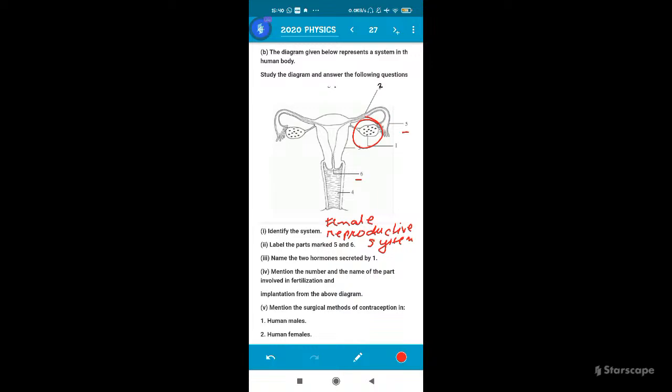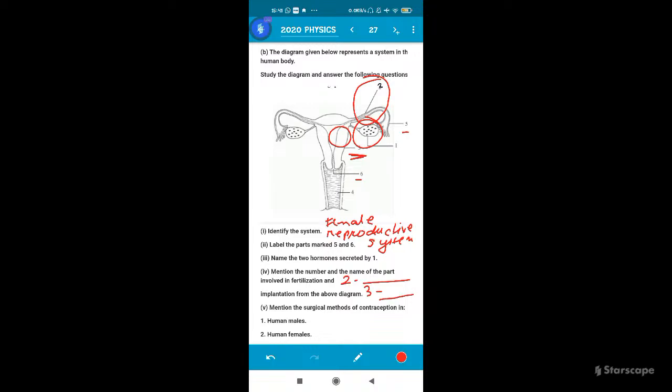Now your next question is mention the number and name the part involved in fertilization. So as you know, fertilization occurs in the fallopian tube or in the oviduct. So the two labeled portion is the place where fertilization occurs. So you have to write 2 and you have to write oviduct or the fallopian tube. And implantation occurs in the uterus. So uterus is denoted by 3 over here. So 3 and uterus. This is as simple as that.